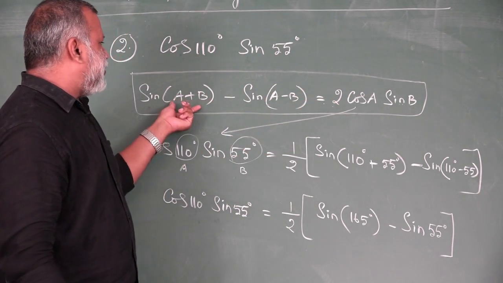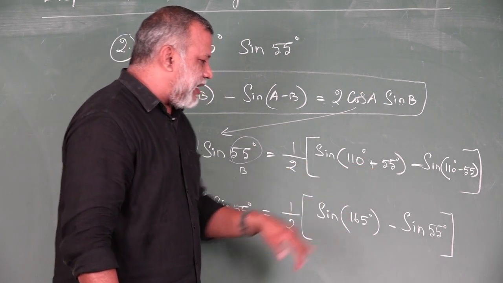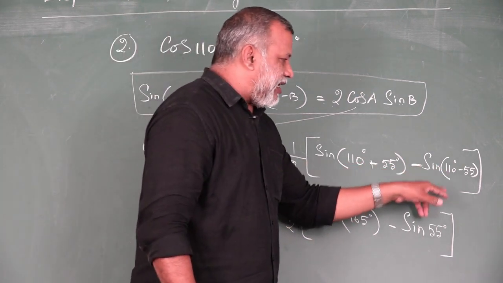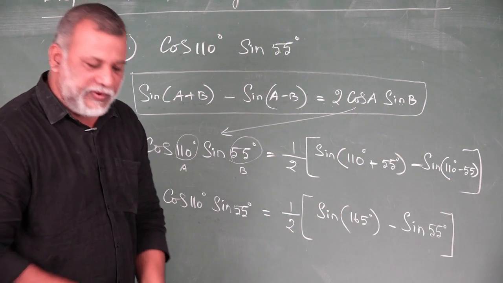Sine of A plus B. A is 110, B is 55. Adding these two, we can get 165. Sine of A minus B. 110 minus 55, we can get sine of 55.